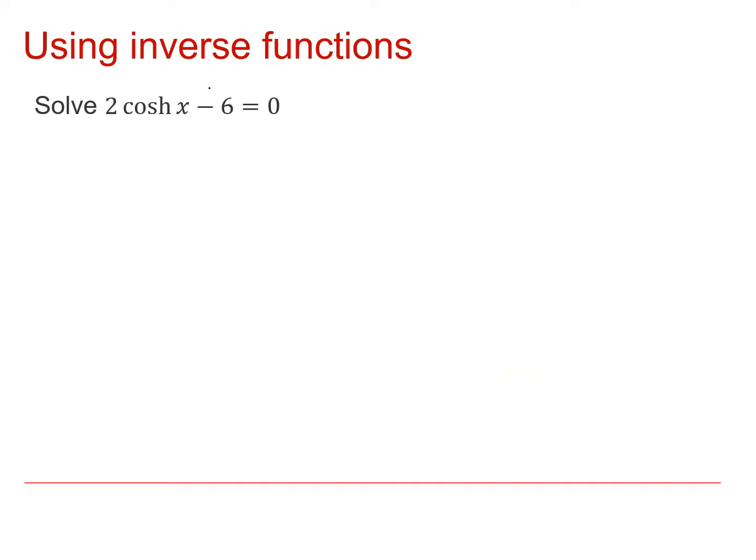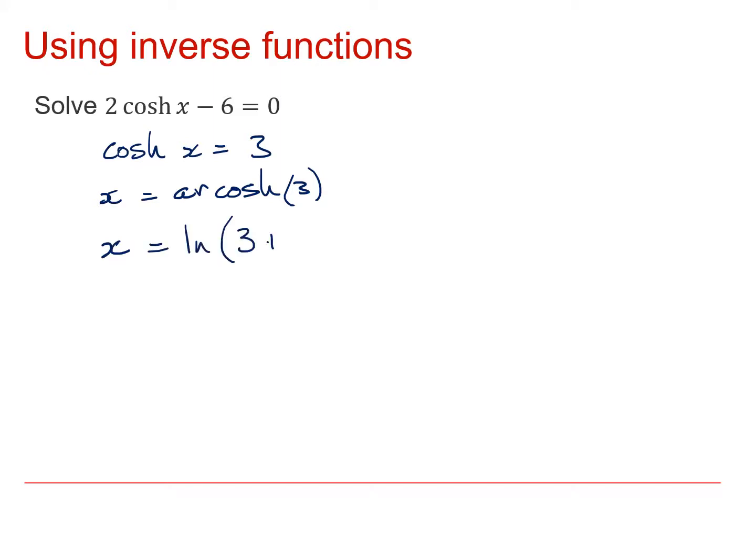Let's have a look at a quick example using inverse functions. 2 cosh x minus 6 equals 0. So from that, I'll get cosh x equals 3. And so x is arccosh of 3. And so using the logarithmic form here, x is just the log of 3 plus the square root of 3 squared minus 1. And so x is equal to the log of 3 plus root 8.